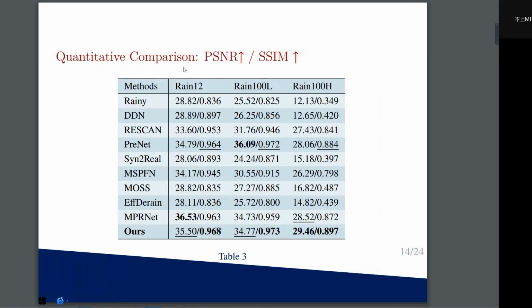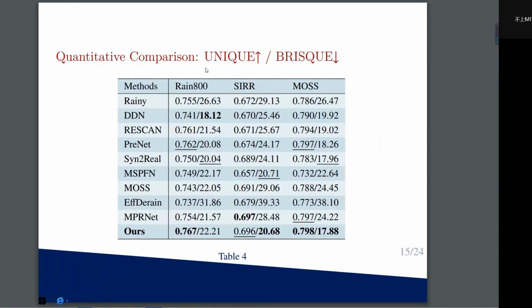We also show quantitative comparison using PSNR and SSIM on these three synthetic rainy datasets. We show our model has the best overall performances. We also compare the performance on these three real-world rainy images using NIQE and BRISQUE. This table also shows our model performance is the best among all.